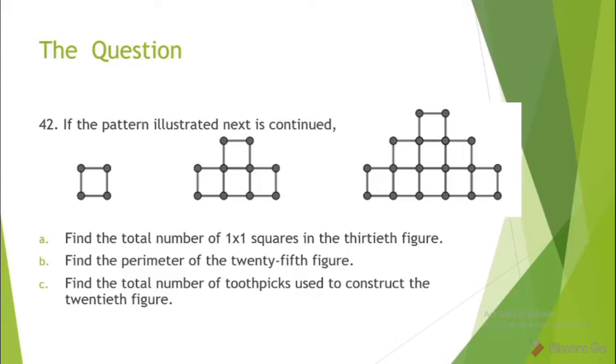So the question is, if the pattern illustrated next is continued, we have the squares. A. Find the total number of 1 by 1 squares in the 13th figure. B. Find the perimeter of the 25th figure. And C. The total number of toothpicks used to construct the 20th figure.